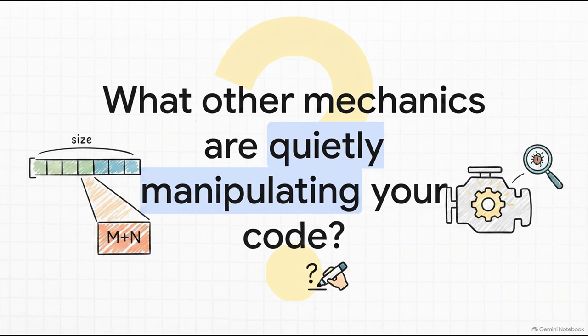Seeing how a simple slice assignment can magically stretch or shrink your data leaves us with a final thought for our bug hunt today. If a simple slice can do all that, what other unseen mechanics are quietly running your code right now? Keep questioning the syntax, keep looking under the hood, and happy hunting.